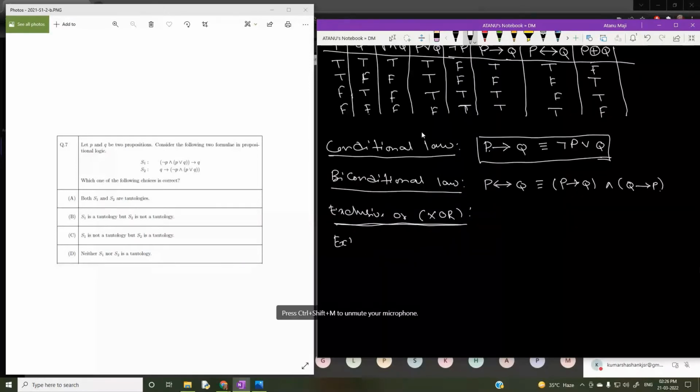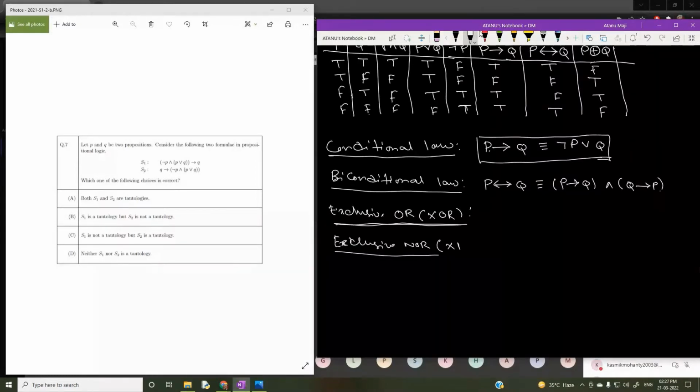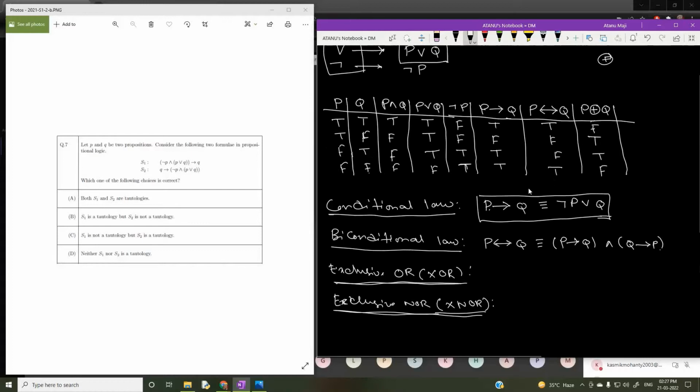The next one is the exclusive NOR, or XNOR. We can write exclusive NOR, where this OR should be a capital OR. This is the special thing. Simply we can write XNOR. Now what is that? That is just the opposite of exclusive OR. So basically that is the negation of exclusive OR. So the negation of exclusive OR is the negation of this column that we have made.